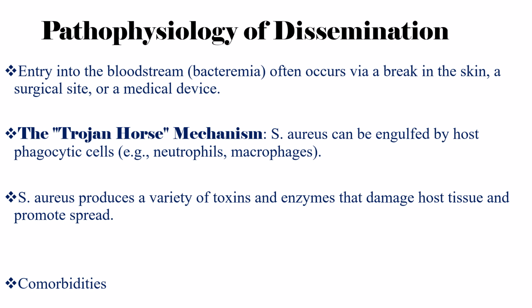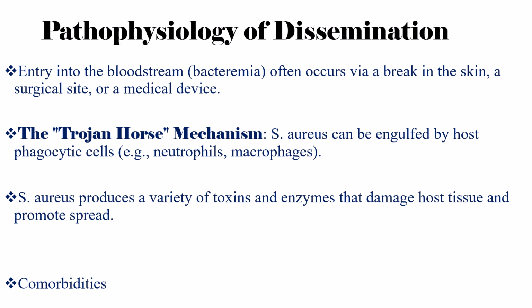When we come to the pathophysiology of dissemination, the first is breach of barriers. Entry into the bloodstream, or bacteremia, often occurs via a break in the skin, surgical site, or a medical device. Some cases may arise without a clear portal of entry. The other is the Trojan horse mechanism. Staph aureus can be engulfed by host phagocytic cells, such as neutrophils and macrophages. Instead of being killed, the bacteria can survive intracellularly and be transported to distant organs by these immune cells.